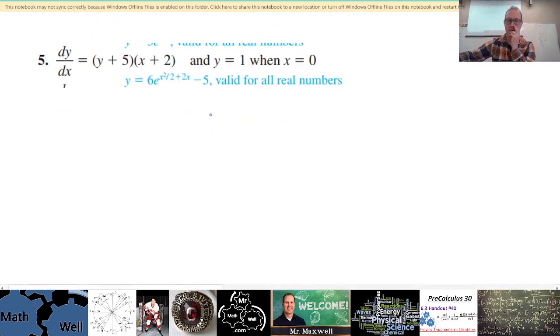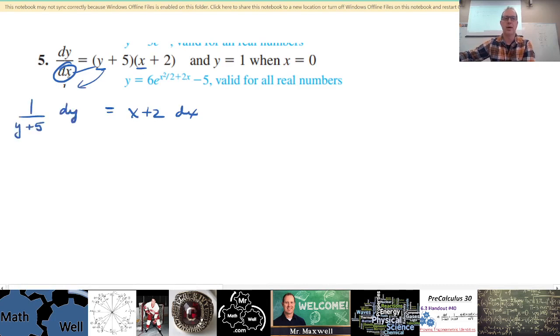Okay, so if we take a look at this one, this is separable as well. You see we have a y here and an x over here, so we're going to have to separate those. The dx can come up top, so we're going to have x plus 2 dx on one side. And then we're going to divide by y plus 5, so we have 1 over y plus 5 dy on the left side. Okay. So that's how that separates. That's the first step, right?